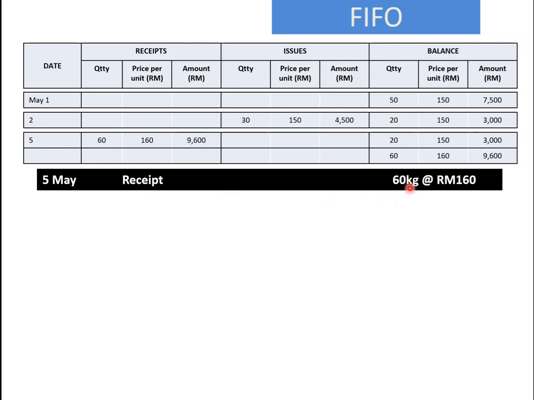Next, receipt 60 kg at Rm 160. So we record on 5th May 60 kg at Rm 160. So we need to carry forward the previous balance of 20 kg at Rm 150, and then the next batch, which is 60 kg at Rm 160, the new batch here.